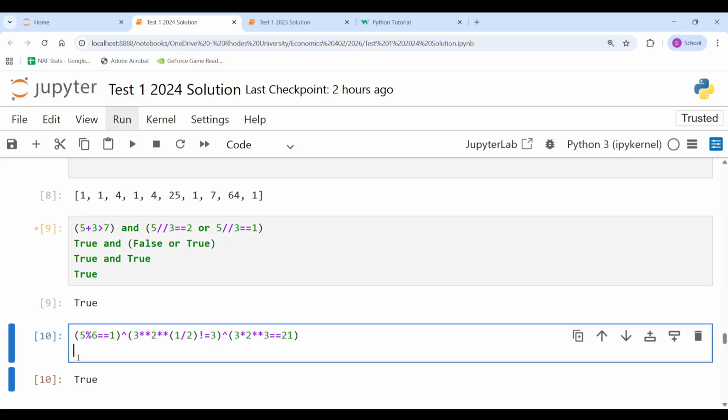XOR means that the conditions on either side of it, one has to be true, the other one has to be false for it to be true. So true XOR true is false. True XOR false is true. False XOR true is true. False XOR false is false. Right? So it can only be true if one of them is true and one of them is false.